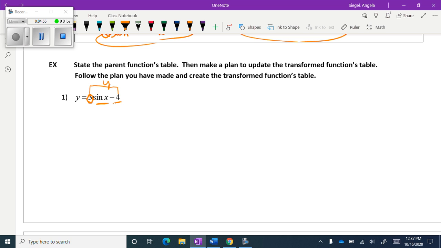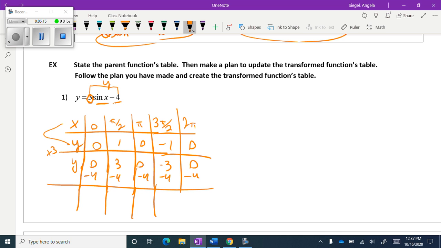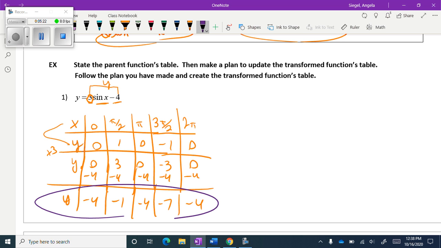So I'm going to create my table. So we have sine. These are the two that I start with. Now I'm going to take the y's and multiply everything by 3. So 0, 3, 0, negative 3, 0. Now I'm going to subtract 4 from everything. So I have negative 4, negative 1, negative 4, negative 7, negative 4. When I'm done, I always look for the x and y values that I'm going to use and then circle them. And now I'm going to graph it.